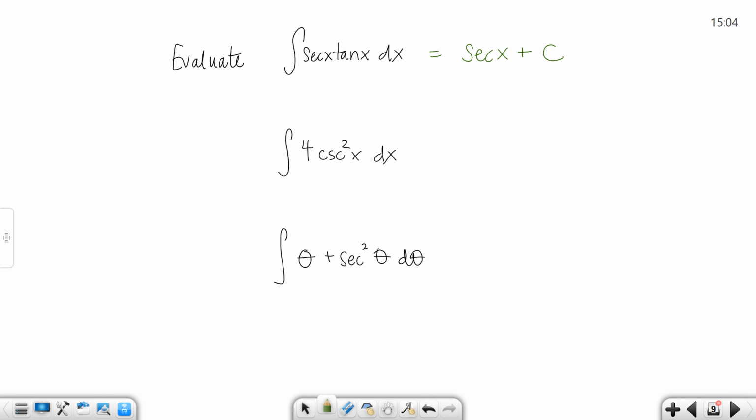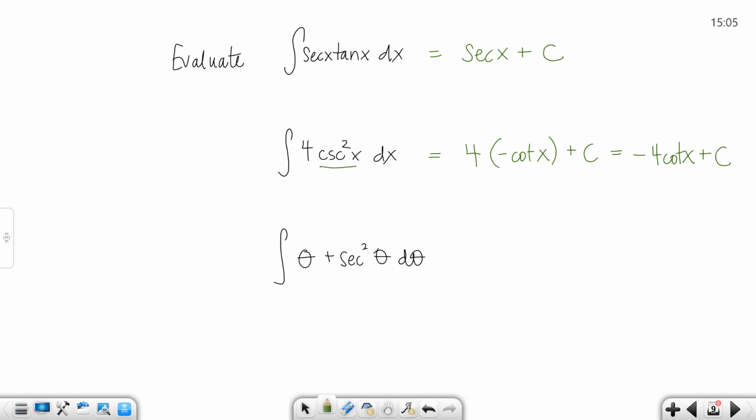Your next one you see is cosecant squared. Now, let's talk about the 4 first. All you do with the 4 is bring it out. Now, if you look at your sheet, the antiderivative of cosecant squared is actually negative cotangent. So if you clean this one up, that's negative 4 cotangent of x plus c.